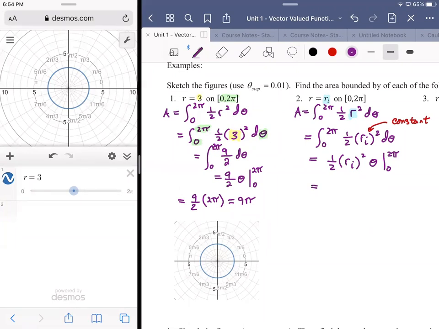So we're looking at 1/2 r sub I squared over the interval. Oh, sorry, I already did that. Two pi minus, replace the theta with a 0. So if you simplify this, you're going to get pi r sub I squared.